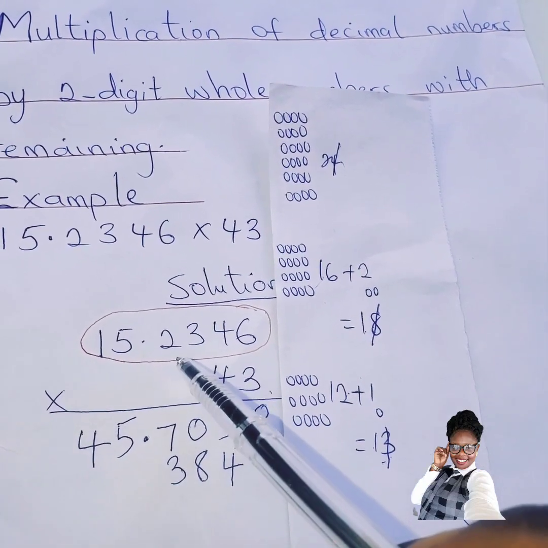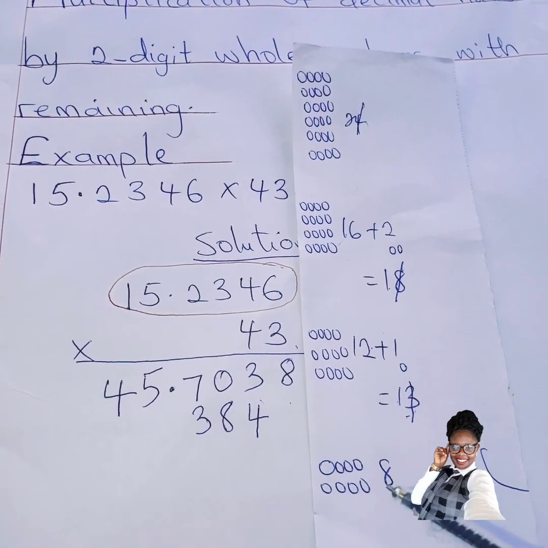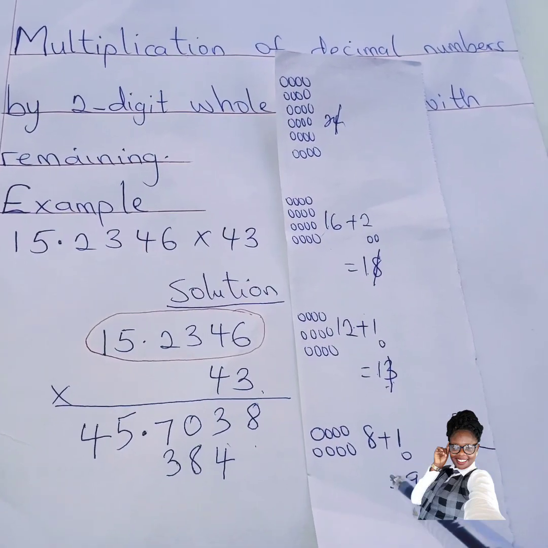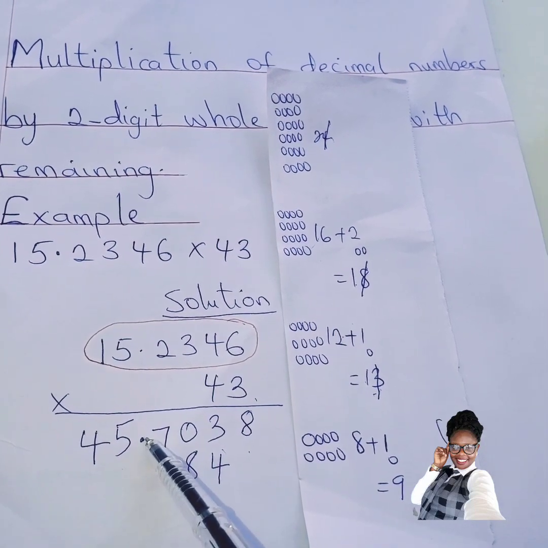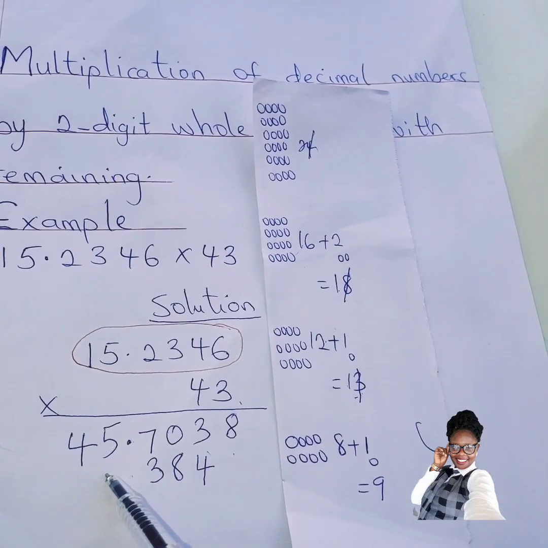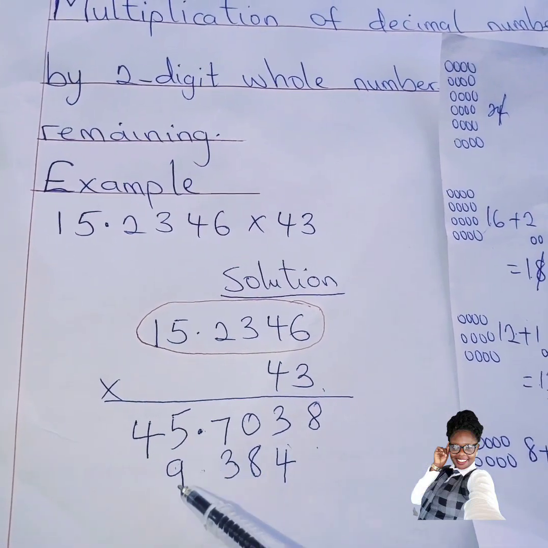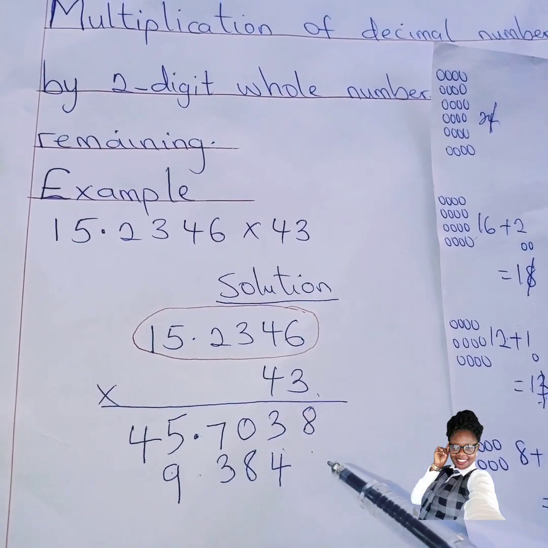4 times 2 equals 8. But I'm left with 1 here. This 1 will be added to the 8. Makes my answer 9. So the 9 will be written here. I will not write it under this decimal point. I'll write it here under the number 5. As you can see, I'm placing my numbers properly so as to get an accurate answer.